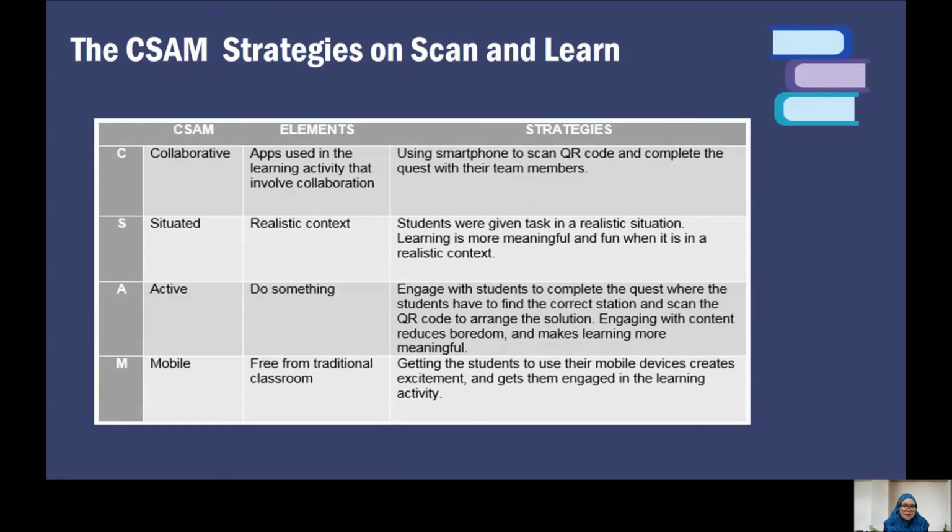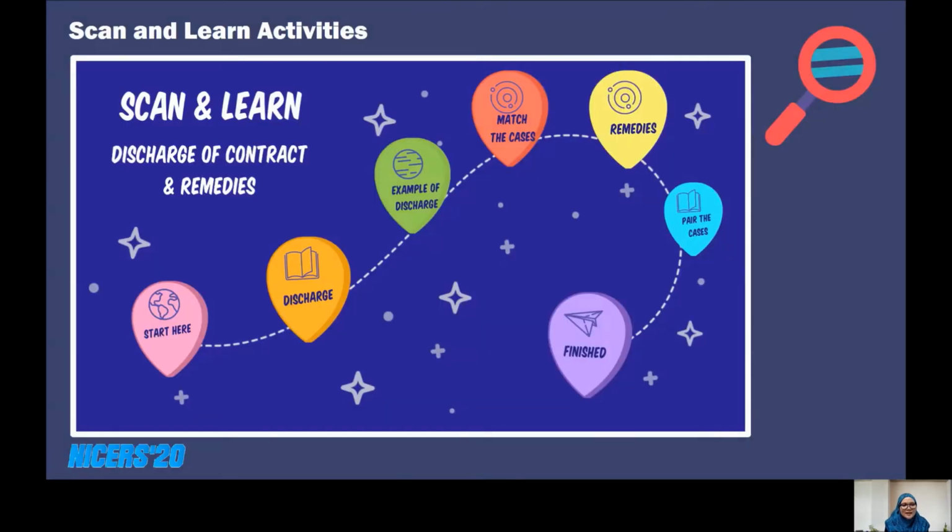For this teaching and learning innovation, we focus on the use of QR code as a learning tool, where the students have to use their smartphone to scan the QR code and they will get the instruction for the next task. This is the scan and learn activity that we design and implement in our class. It's focused on the topic of discharge of contracts and remedies.